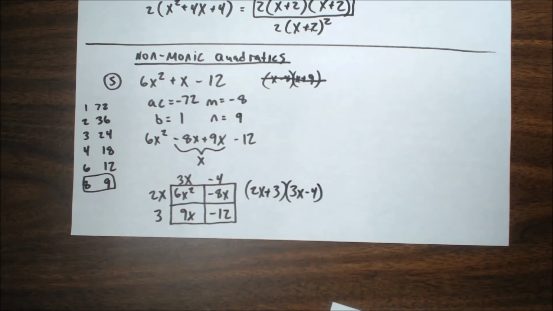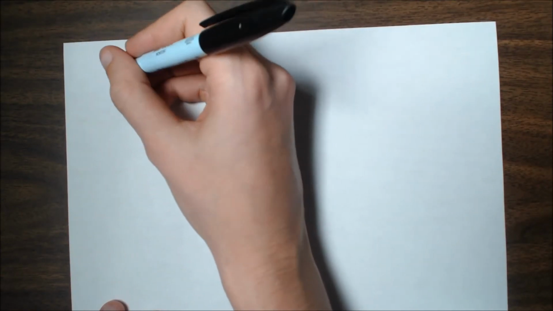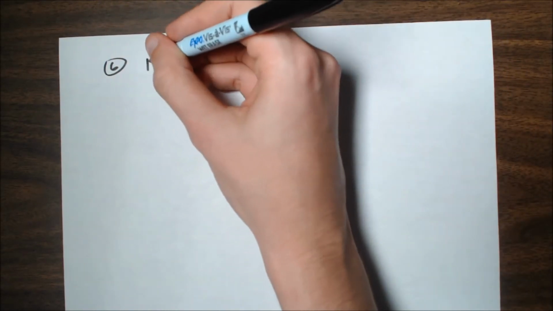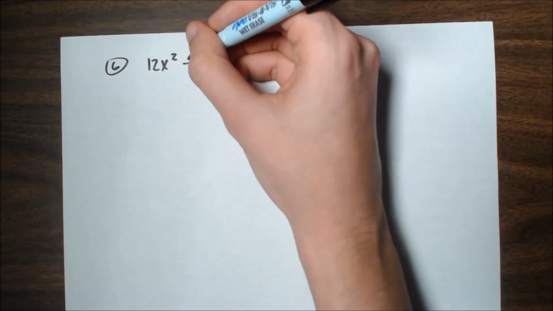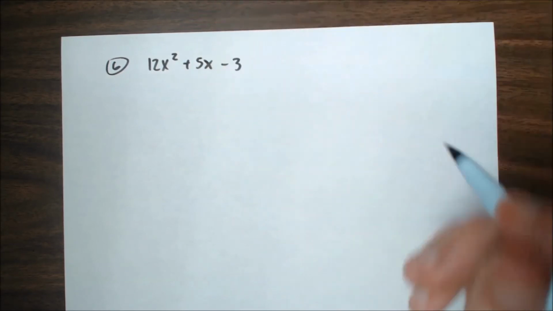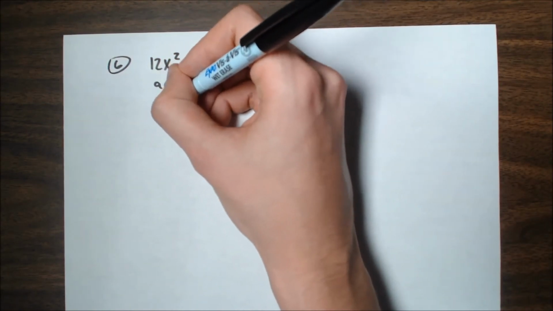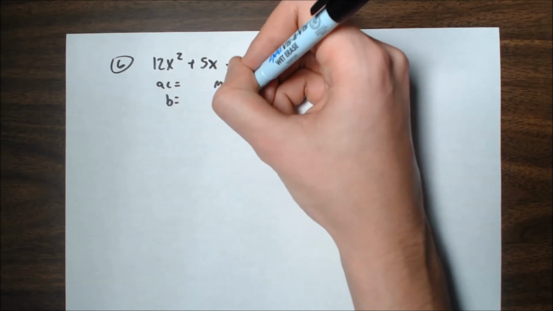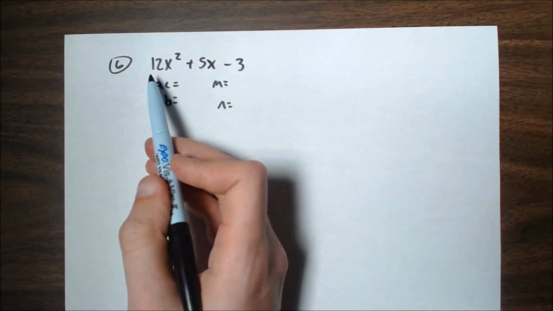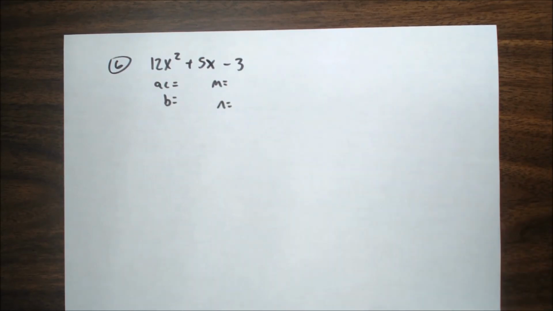Okay, I'm going to do one more example of a non-monic quadratic. We're on number 6: 12x squared plus 5x minus 3. I'll try to go a little faster on this one. All right, I need to figure out a times c and b and m and n, because a is not 1. I can't make it 1 by factoring out a 12. So if this is factorable, this is going to be the way I have to do it.